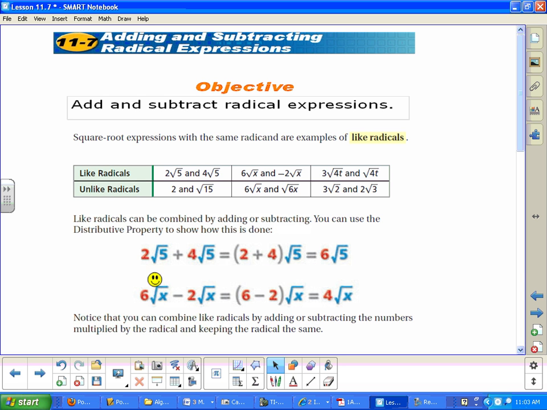Right? 6 square roots of x minus 2 square roots of x. What's under the radical is the same. As long as they're the same, then I can add or subtract them together. Up here they show us some like radicals and some that are unlike. Okay? What's under the square root sign has to be the same. If it's the same, you can add and subtract them. If they're not the same, then obviously you cannot.